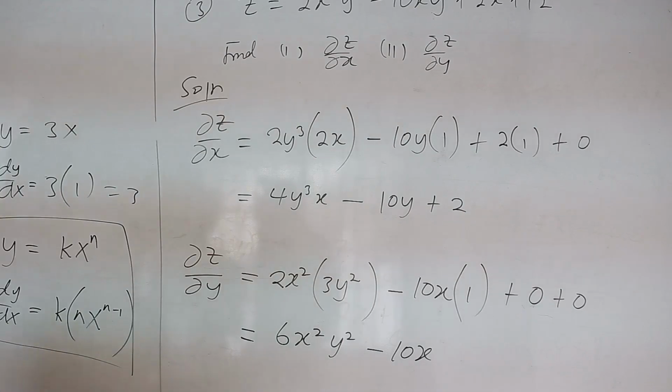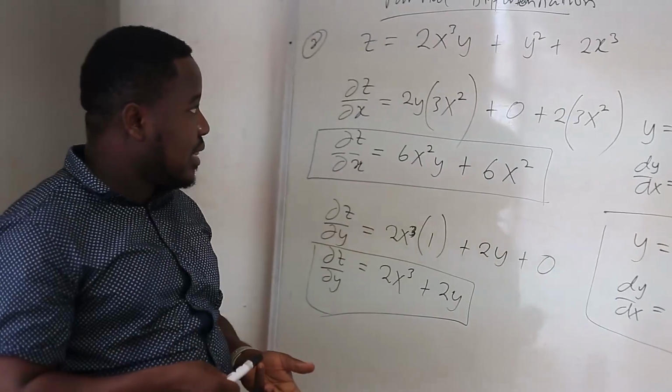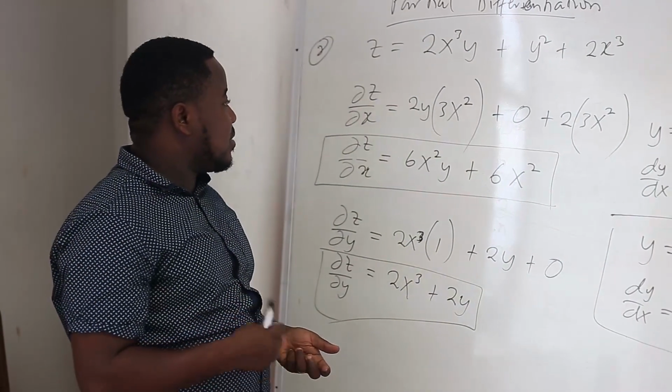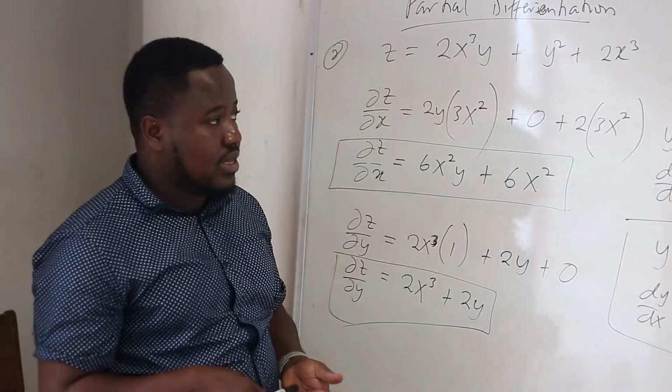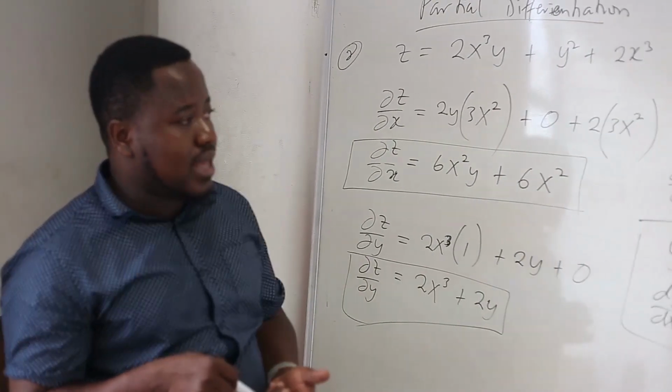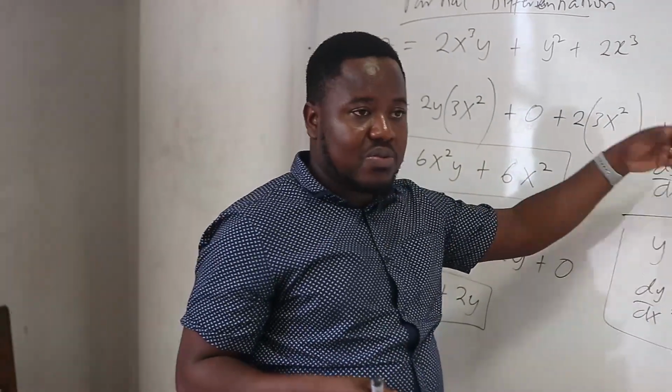I've done 3 examples. I hope I'll give you some questions to try your hands on and see if you're able to get it. But the most important thing is, if you're differentiating with respect to x, y is constant. If you're differentiating with respect to y, x is constant. So just apply the rule that we did last week.